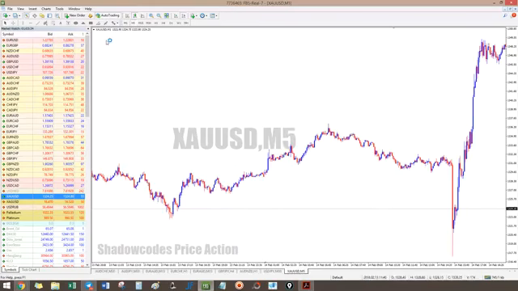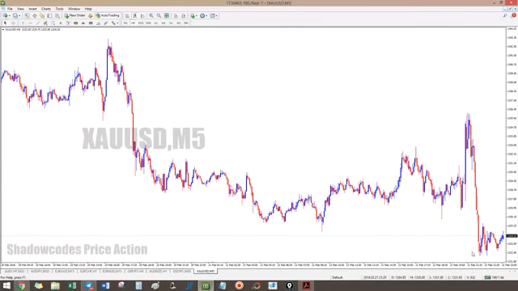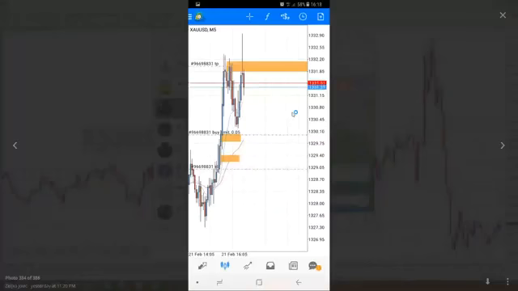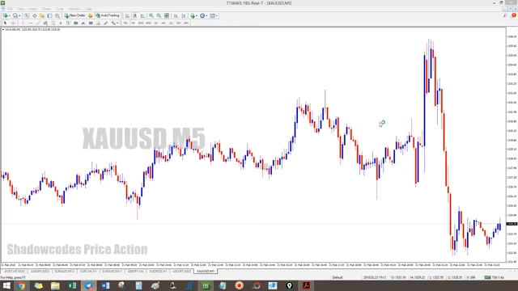M5. 16. Is it over here? 1640. Right. Shoot up like this. So over here. Why he missed this trade?